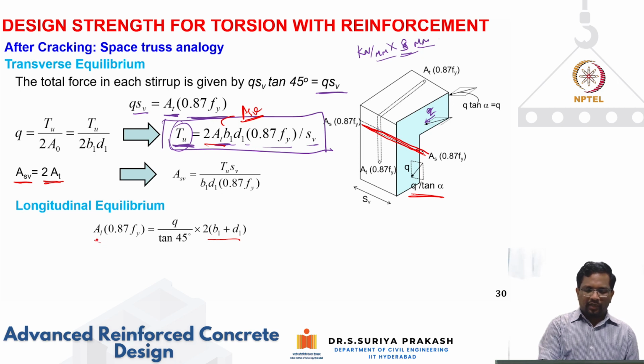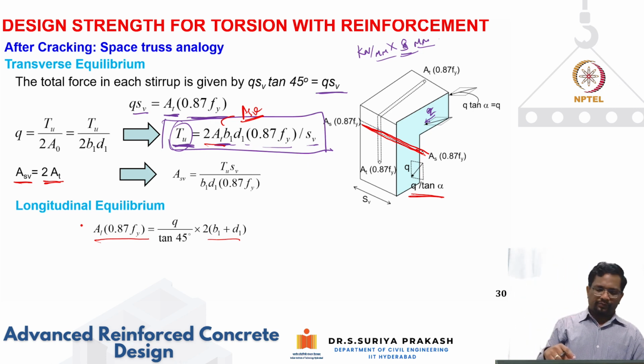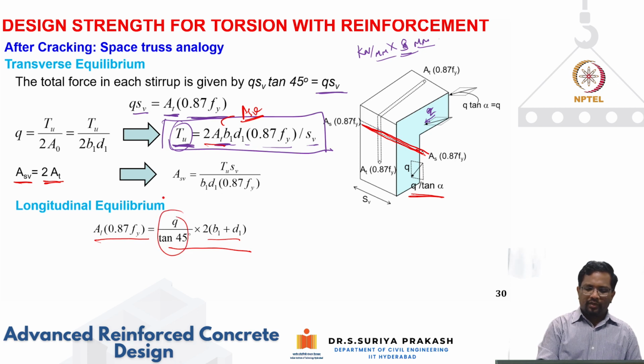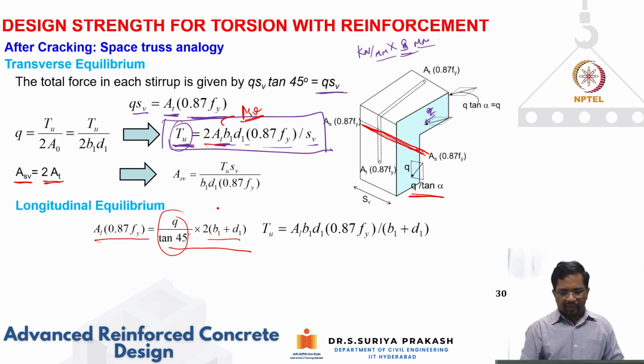So AL multiplied by 0.87 Fy. Let's say AL is a total longitudinal bar. That can be over the entire perimeter also. Okay. So AL times 0.87 Fy is total longitudinal tension that is developed in the member. That has to be equated by the out of plane component of the shear flow, which is Q by tan 45, multiplied by the perimeter, will give me the total force that are acting in the perpendicular to the cross section in the longitudinal direction. So that longitudinal equilibrium that we are equating.